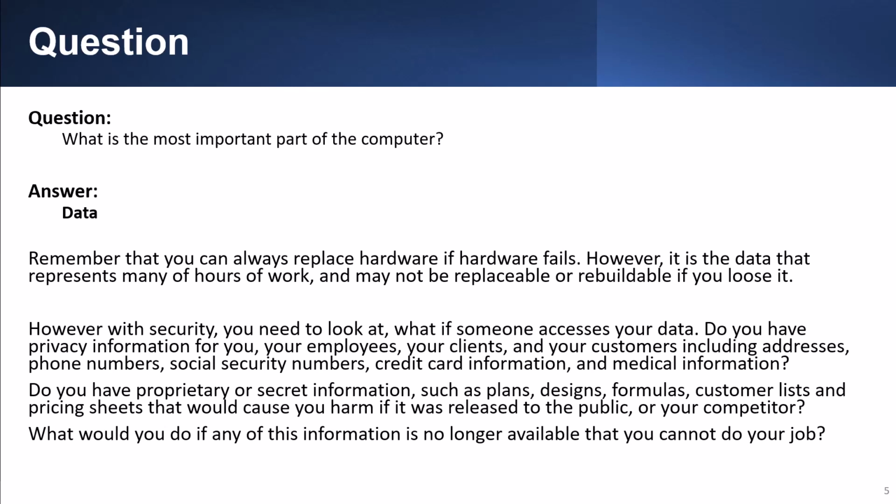Do you have privacy information for you, your employees, your clients, and your customers, including addresses, phone numbers, social security numbers, credit card information, and medical information? Do you have proprietary or secret information, such as plans, designs, formulas, customer lists, and pricing sheets that would cause harm if they're released to the public or your competitor? What would you do if any of this information is no longer available, that you cannot do your job?